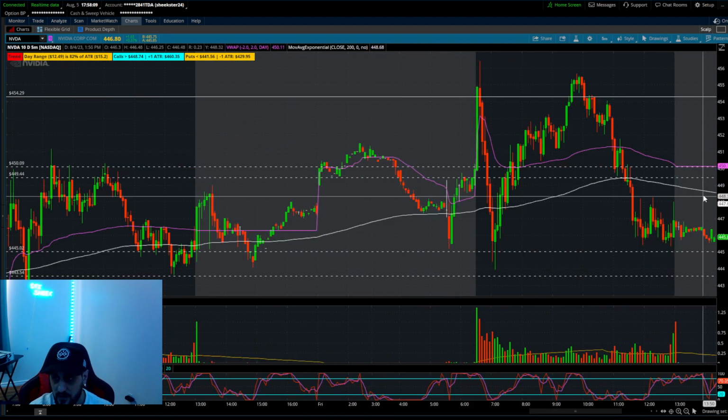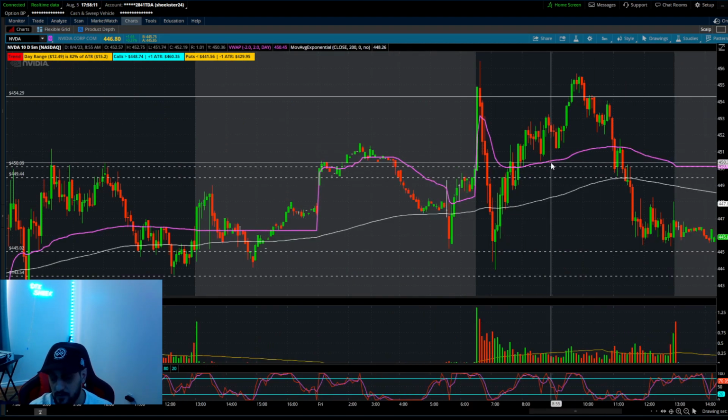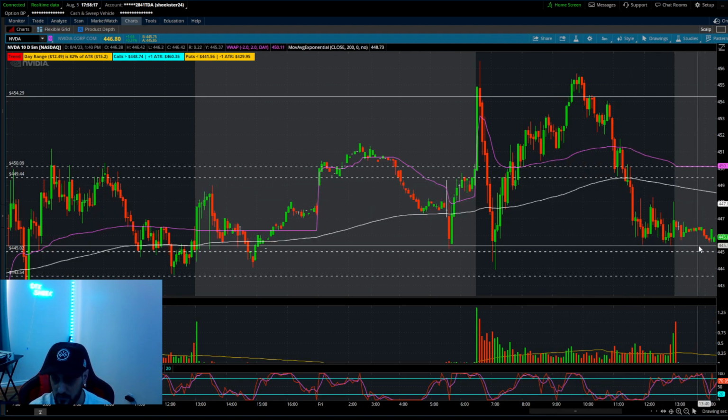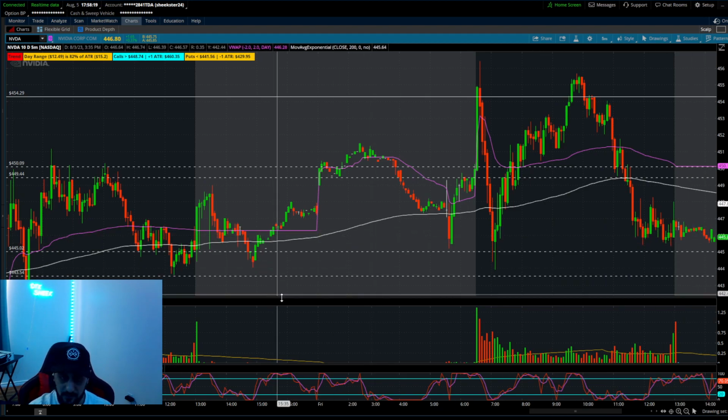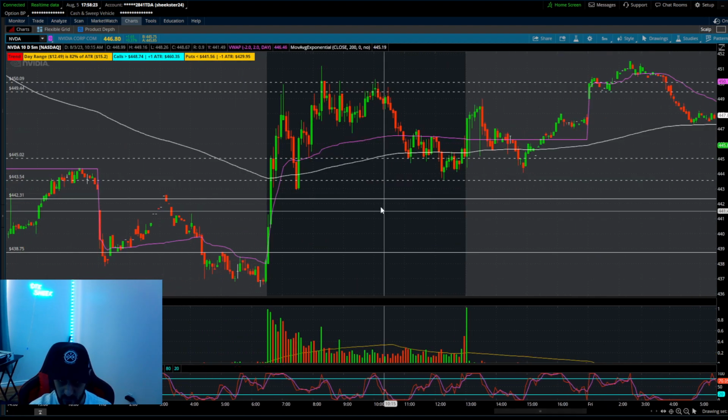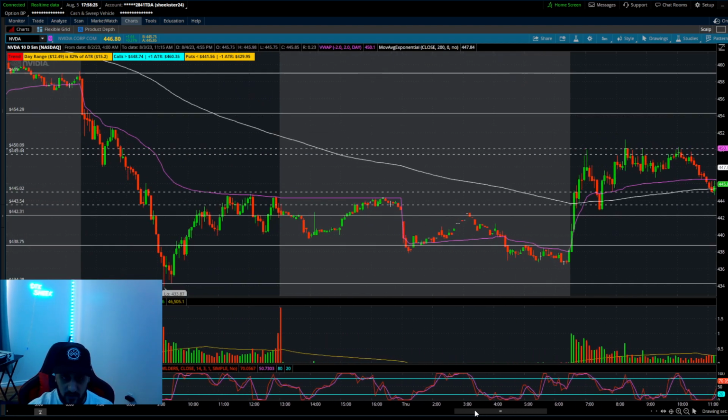Not just levels, but some indicators. You know, I like VWAP just because it takes volume into account, and I like the 200 just because if we're above that, it's a bullish day. If we're below that, we're kind of on a bearish day. But as you can see, it's been kind of choppy this past week, so it's been hard to gauge.